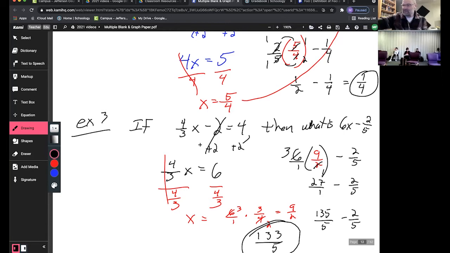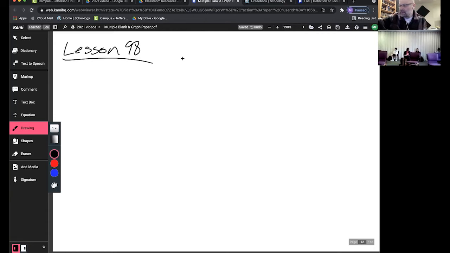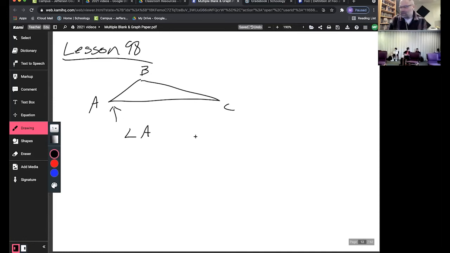All right. So let's move on to lesson 98. We're going to do a little bit more geometry today. We're going to talk about angles, different kinds of angles, probably stuff that you already know, but let's get into it. If I have a triangle here, we'll call it triangle ABC. This is called angle A, here's angle B, and this is angle C. And we already know that all the angles in a triangle have to add up to 180.